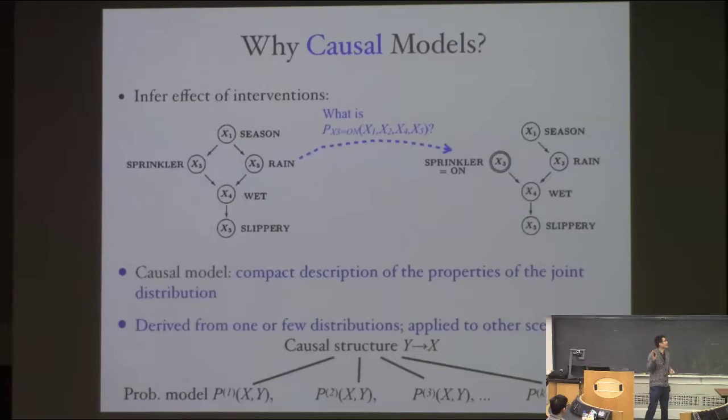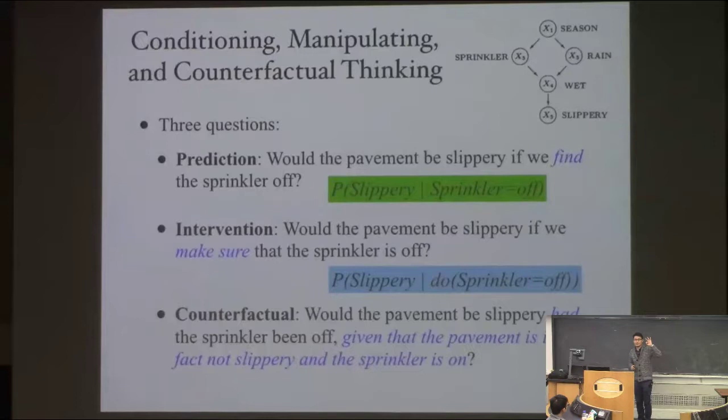We have three typical questions in computer science and artificial intelligence. The first one is completely observational prediction. So we have data, a lot of variables, and we want to make a prediction. Basically, the question is something like this: would the pavement be slippery if we just find that the sprinkler is off? It's just observational. I see this, then I want to make a prediction. This relies on the conditional distribution of slippery given sprinkler is off. You can use different tools for making prediction. However, you just care about the conditional distribution, which can be directly discovered from observational data. This is the first question, prediction.